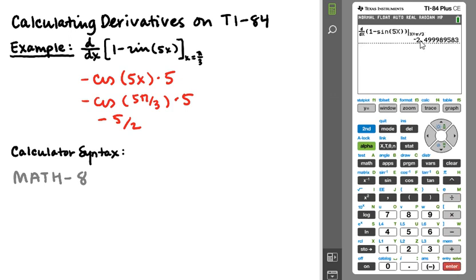And then look at that. Negative 2.4999. We round to 3 decimals in this course. So that's negative 2.500. You can also truncate. You can call that negative 2.499 with no penalty.